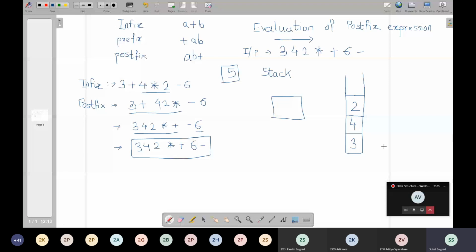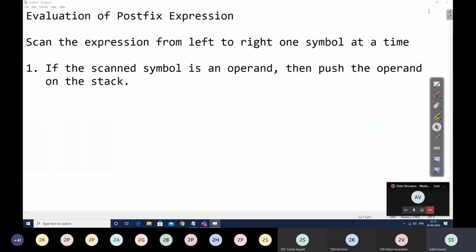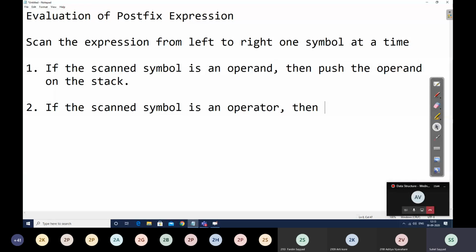Okay. Now, the next thing that I will scan is multiplication. Now what is multiplication? Is it an operator or operand? It is an operator, correct. So we need a different rule for that. Let us go back and discuss that rule. If the scanned symbol is an operator, then pop 2 symbols from the stack.